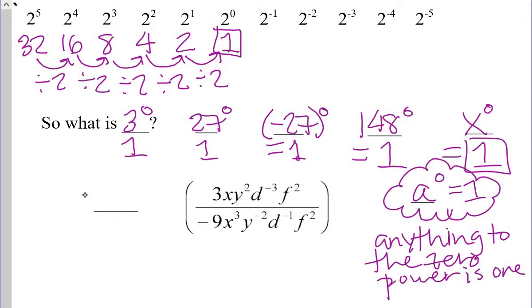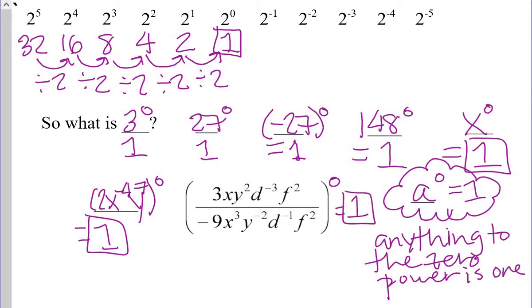So even combinations of numbers and variables, like let's say we had, for example, (2x to the negative 4, y to the 7th), with parentheses, all raised to the zero power, that's still 1. And even all of this: 3x, y squared, d to the negative 3rd power, f squared, all over negative 9x cubed, y to the negative 2nd power, d to the negative 1, f squared. If I raise all of that to the zero power, as long as these parentheses are also here, that is still equal to 1. Alright, so just keep that in mind. Anything to the zero power is 1.